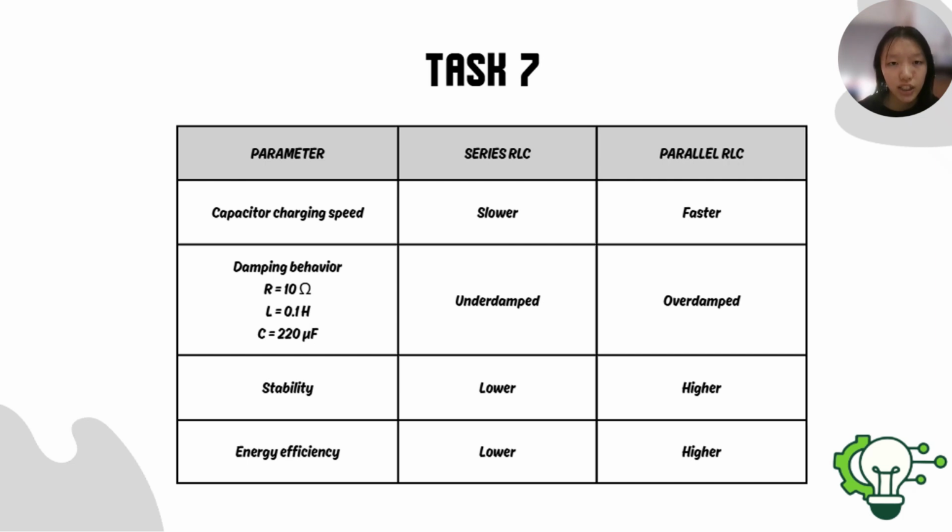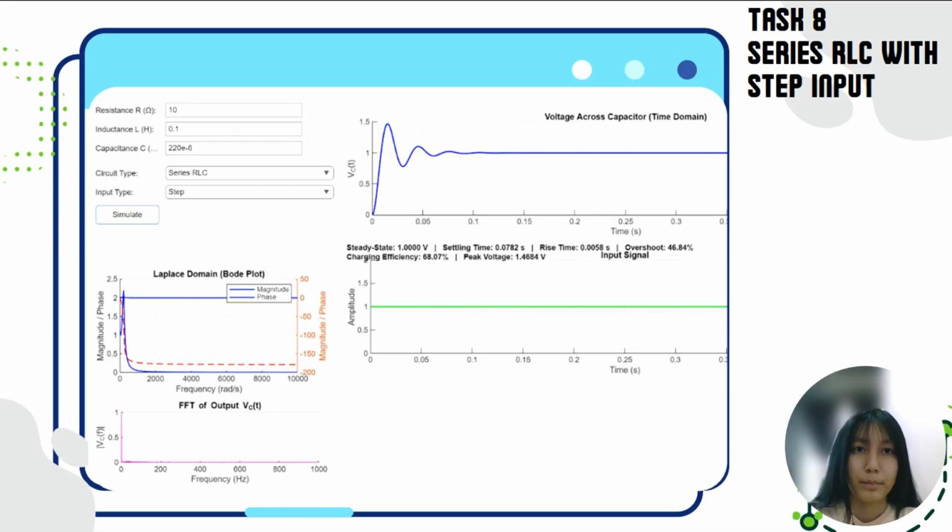Finally, energy efficiency. The series LC wastes more energy due to repeated oscillation and higher current in the resistor. Meanwhile, the parallel LC is more efficient as it avoids oscillation and minimizes energy loss in the resistor. Before comparing the RLC circuits, let us define the key time domain characteristics.